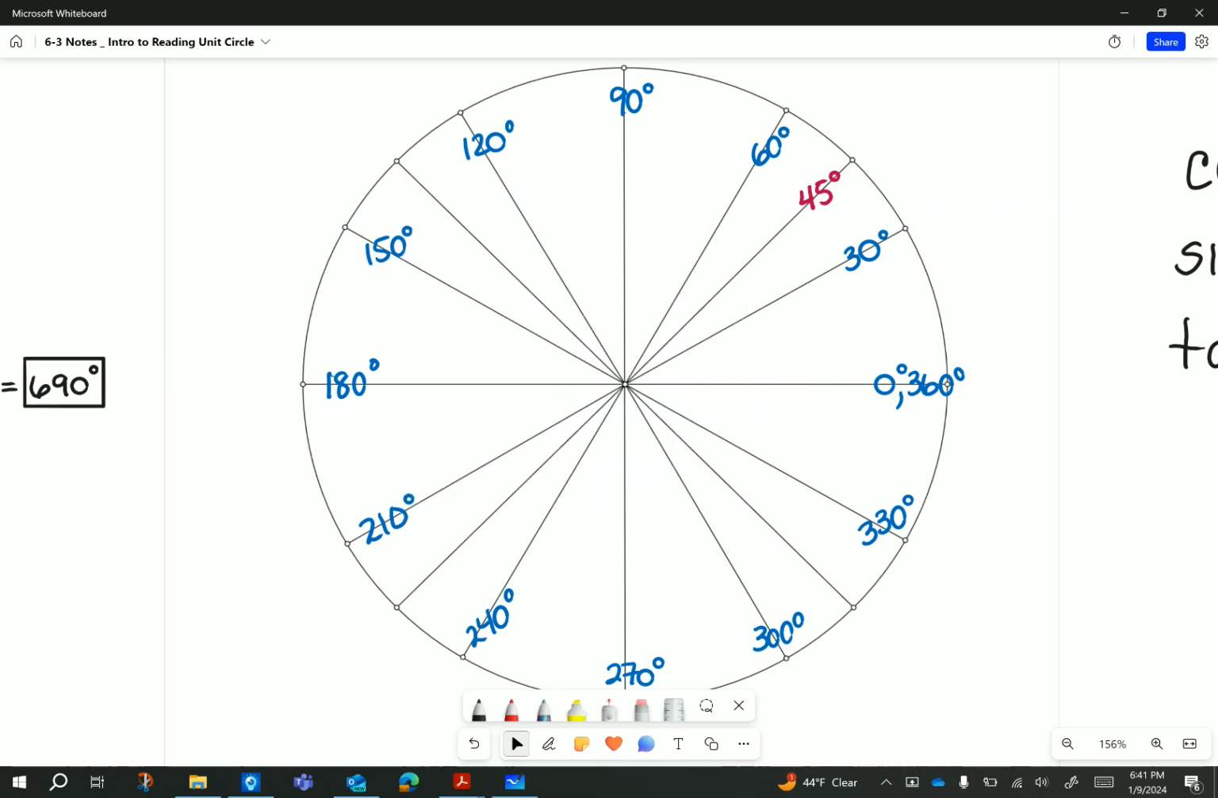Now it's sending me questions. All right, so here's what I want you to notice. From here to here, if I went from 30 to 45, what is the distance in measurement in degrees that I traveled? That is just 15 degrees, right? That was just 15 degrees. So from here to here was also 15 degrees, 15 degrees.